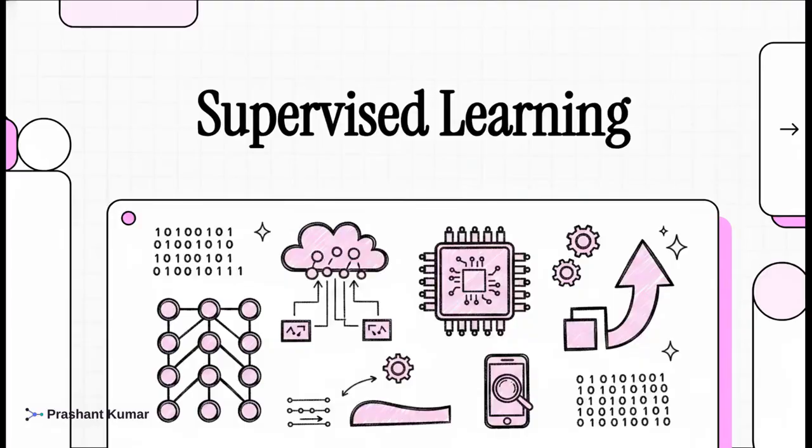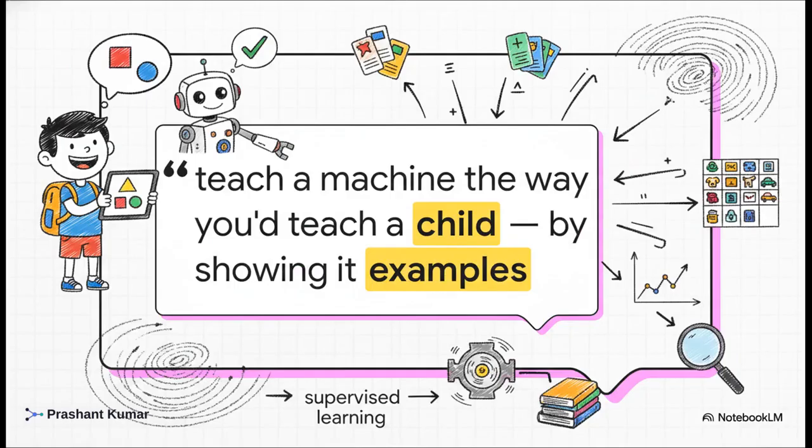Welcome to this explainer. Today we're going to demystify the absolute most powerful kind of machine learning out there. I'm talking about the core architecture behind literally almost every AI tool you use on a daily basis. And you know what? It's actually based on a beautifully simple philosophy. You teach a machine the way you'd teach a child, by showing it examples with the answers attached. That right there is the core concept of what we call supervised learning. It's the hidden engine running so much of our digital world right now.